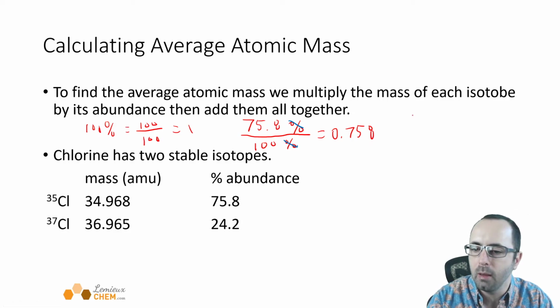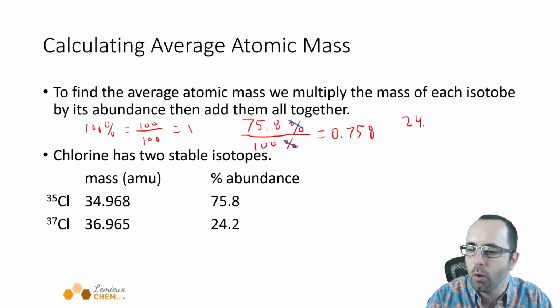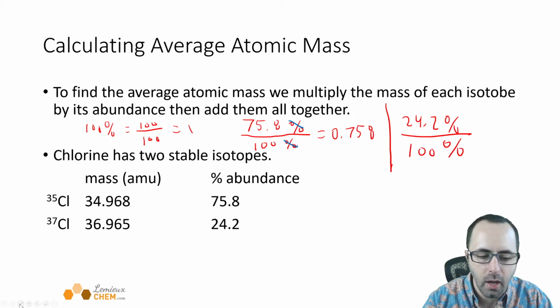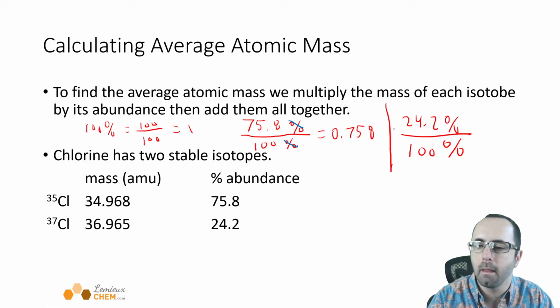We're going to do the same thing for 24.2%. We're going to make this into a decimal by dividing by 100%. And when you divide by 100%, the percents here cancel.